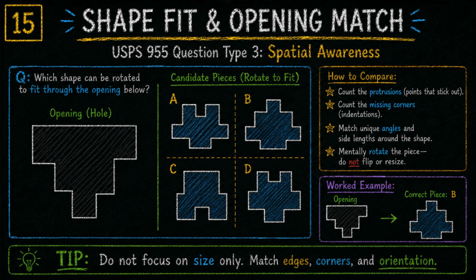In the slide example, the correct piece is the one whose outline matches the whole after rotation. The piece has to match the edges, corners, notches, and orientation. A tempting answer may have the same general shape but place the indentation on the wrong side. That is not a match. The method is: count protrusions, count missing corners, match unique angles, mentally rotate, do not flip, do not resize, match the whole outline. That is how you solve shape-fit questions.